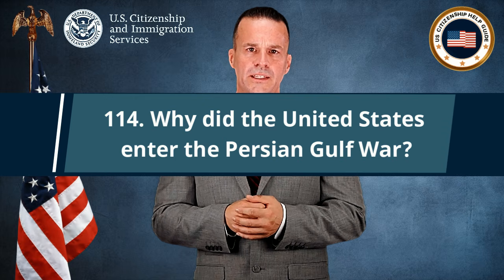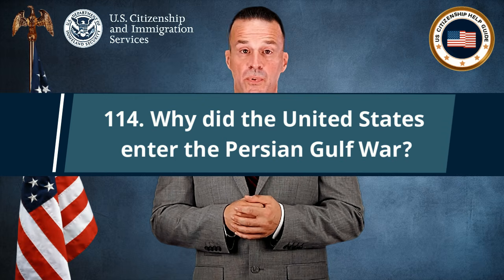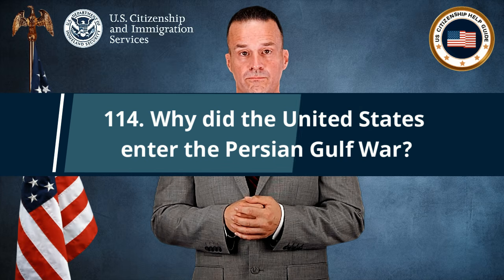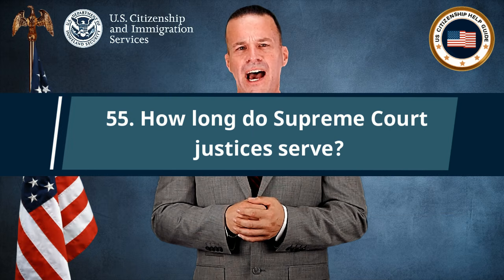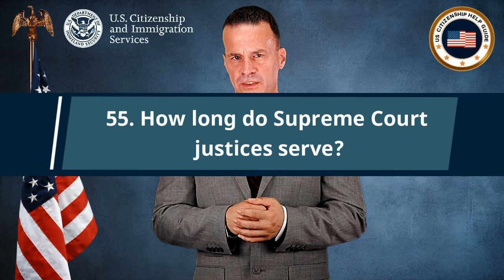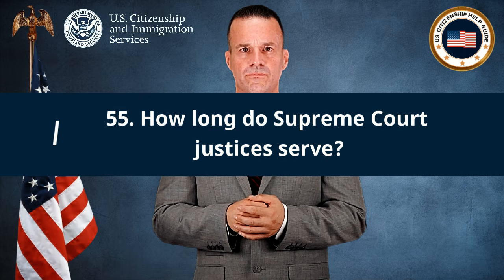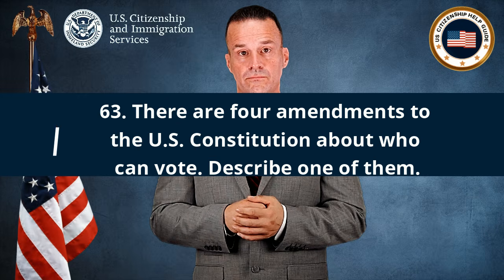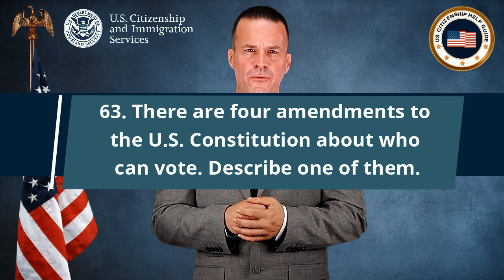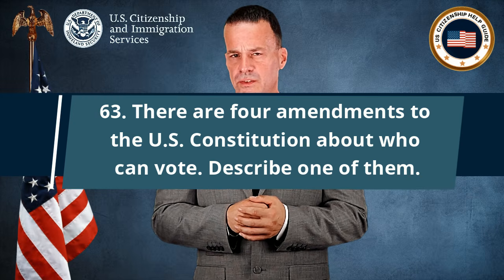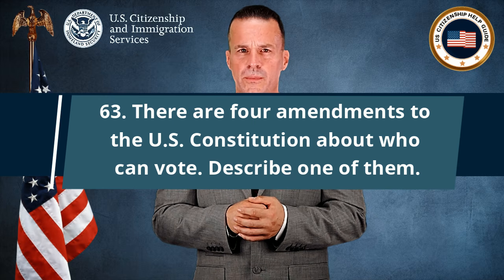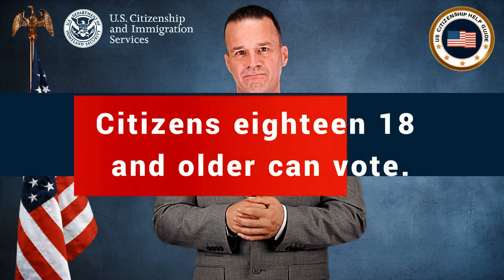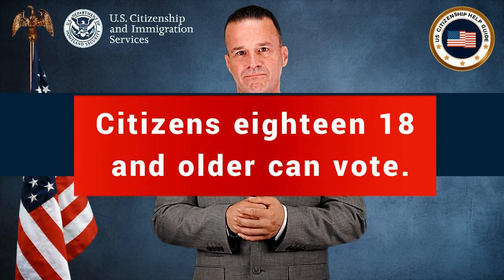114. Why did the United States enter the Persian Gulf War? To force the Iraqi military from Kuwait. 55. How long do Supreme Court justices serve? For life. 63. There are 4 amendments to the U.S. Constitution about who can vote. Describe one of them. Citizens 18 and older can vote.